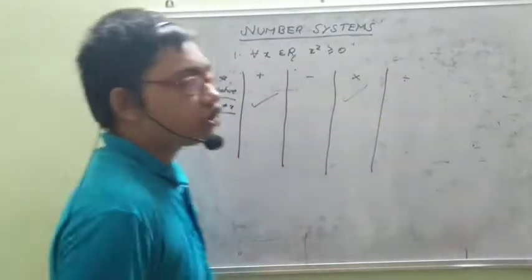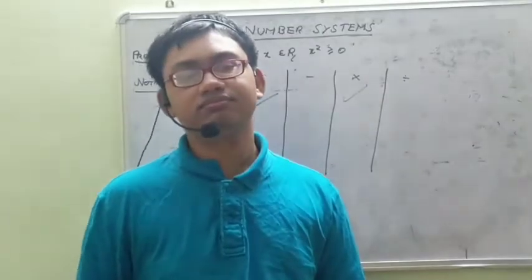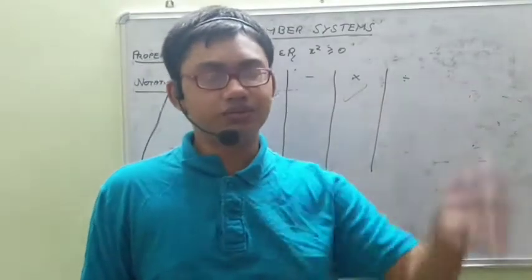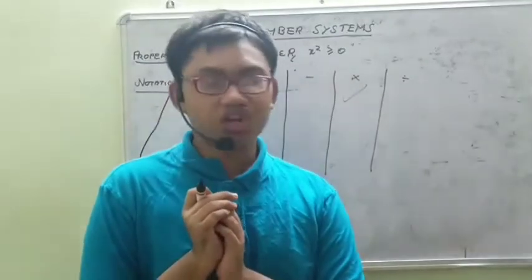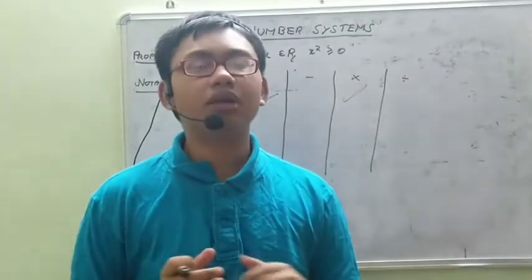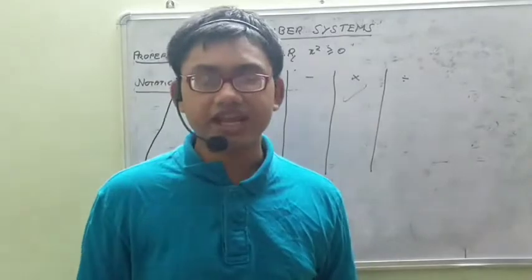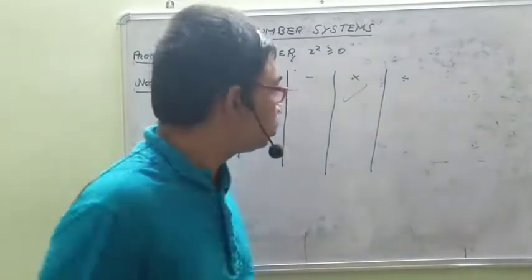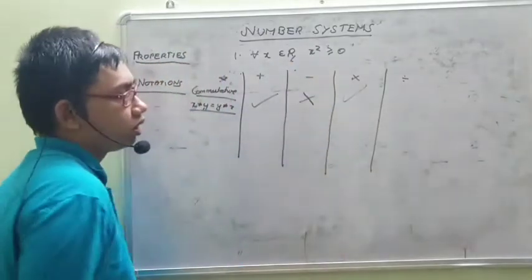What about subtraction? Is 1 minus 2 equal to 2 minus 1? Can you tell me? Surely it is not, right? I hope you will say no. Because 1 minus 2 is minus 1 and 2 minus 1 is 1. The sign is changed. They are not equal. So, for subtraction, this property does not hold true.